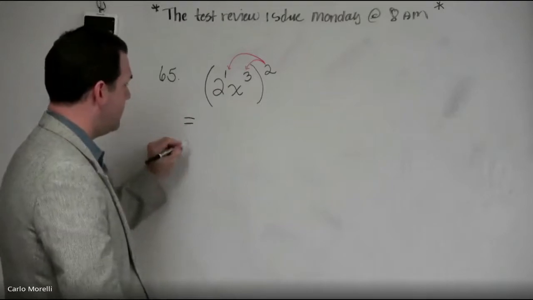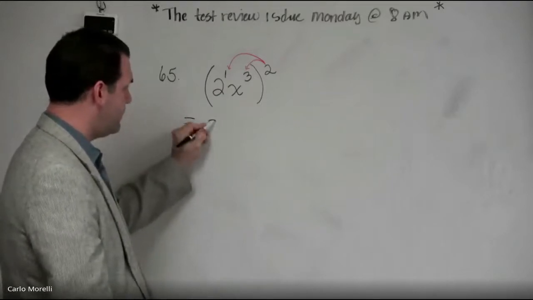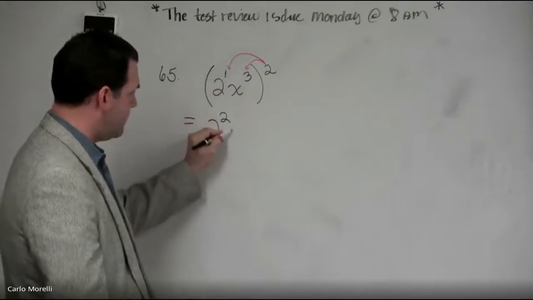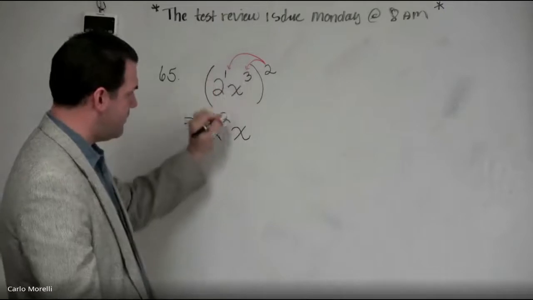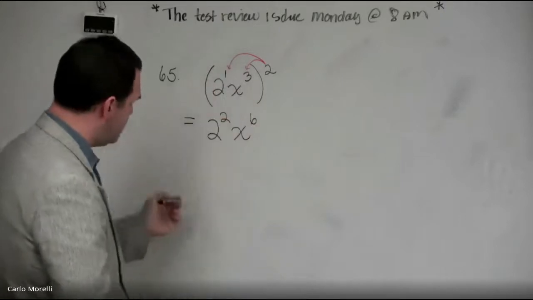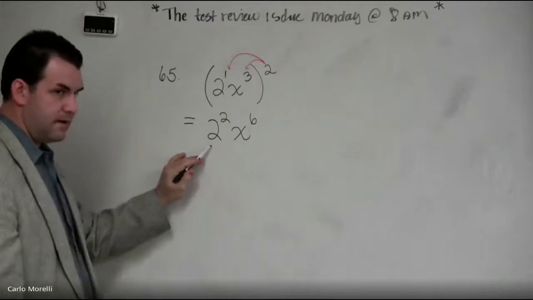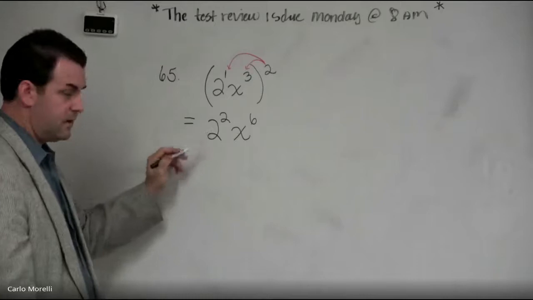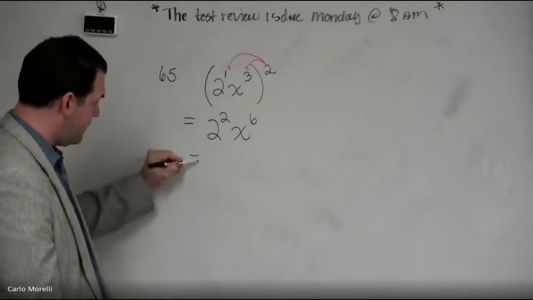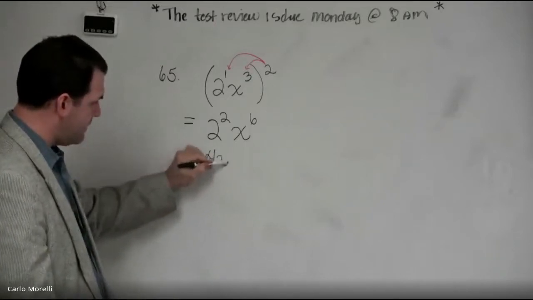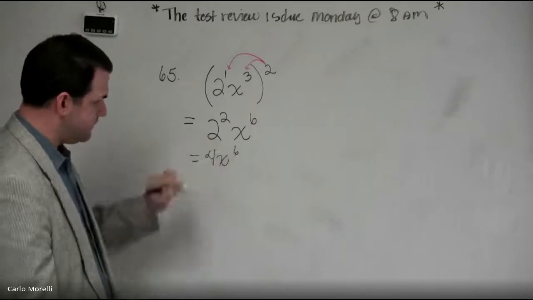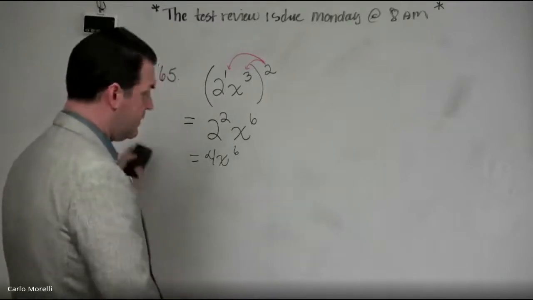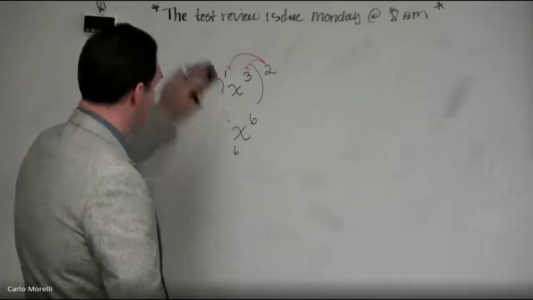So we can now get rid of the parentheses and write 2 raised to the power of 1 times 2, which is 2. And then x raised to the power of 3 times 2, which is 6. And then with the numerical base, we actually go ahead and find out what that is. 2 squared is 2 times 2, which is 4. So you end up with 4x to the 6th power. That's number 65.